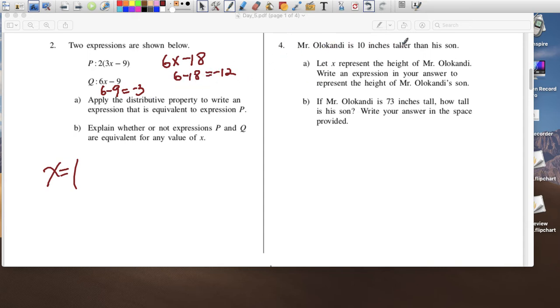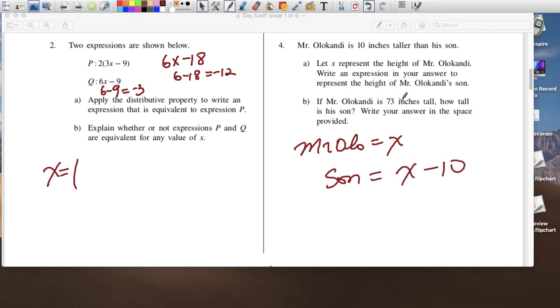Mr. Olokande is 10 inches taller than his son. Let x represent the height of him. So Mr. Olokande is x, right? Write an expression to represent the height of his son. Since Mr. Olokande is 10 inches taller, that means his son is shorter. So his son is going to be whatever Mr. Olokande is, which is x minus 10. So that's the height of the son.